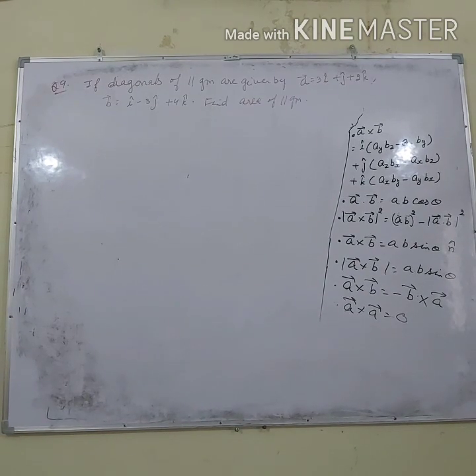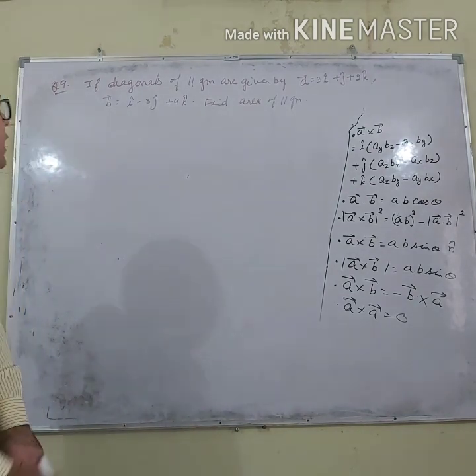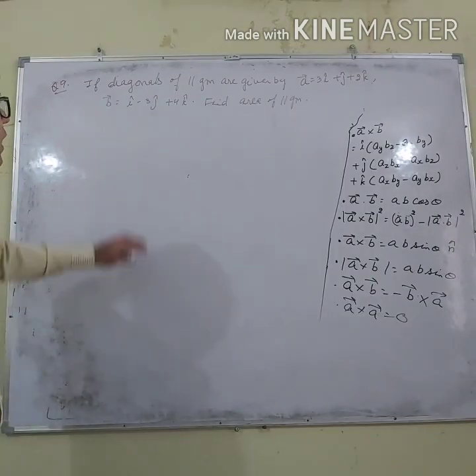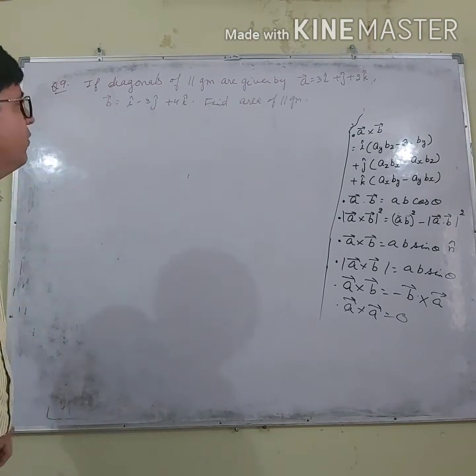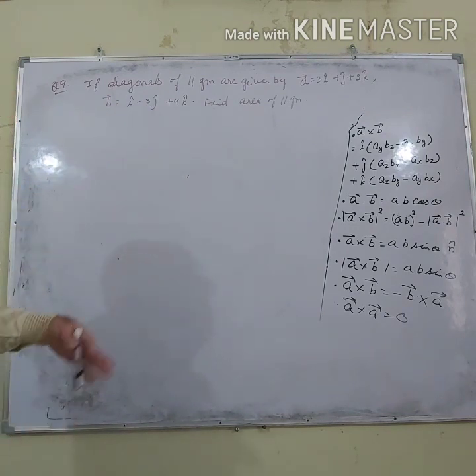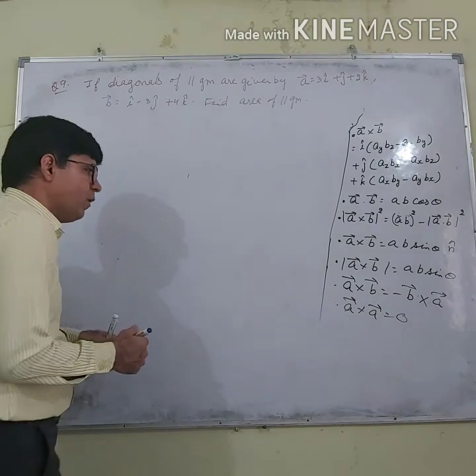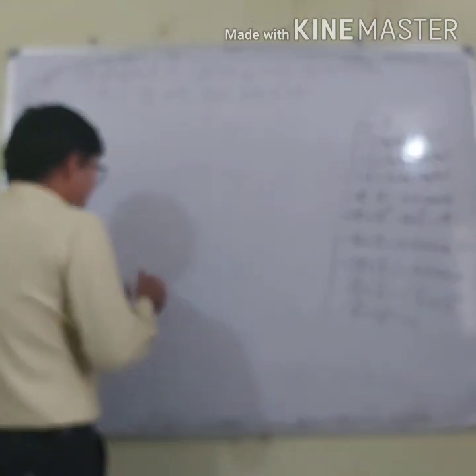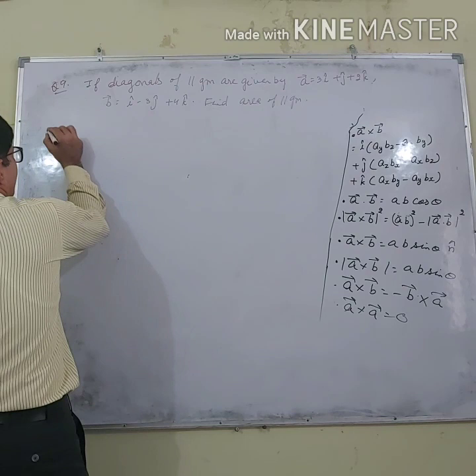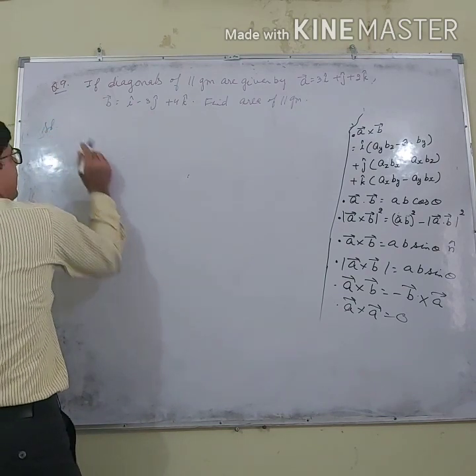Question number 9 is on the board. If diagonals of a parallelogram are given by A equals 3i cap plus j cap plus 2k cap and B equals i cap minus 3j cap plus 4k cap, find the area of the parallelogram. Listen, how do I have to solve this? Very simple.